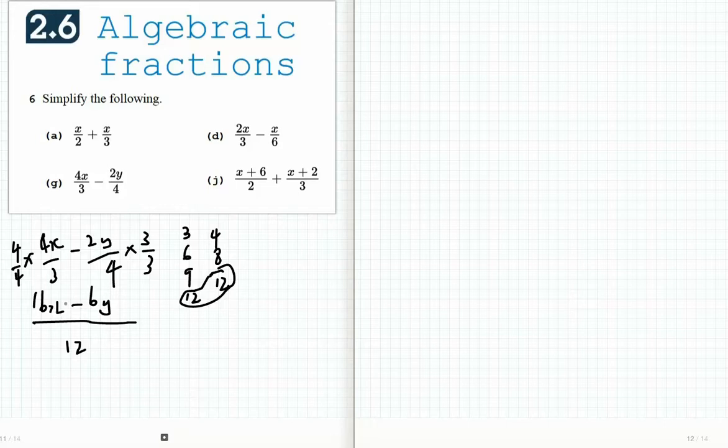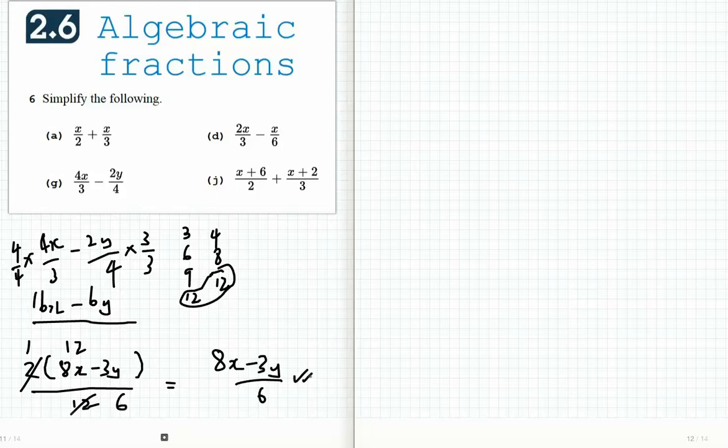Now my numerator has different terms. There's an x and a y. I can't combine them. But what I do notice is that in the 16 and in the 6, there's a common factor of 2. I'm going to take that common factor out, and that gives me 8x minus 3y all over 12. 2 goes into 2 once, 2 goes into 12 6 times, which leaves me 8x minus 3y all over 6.